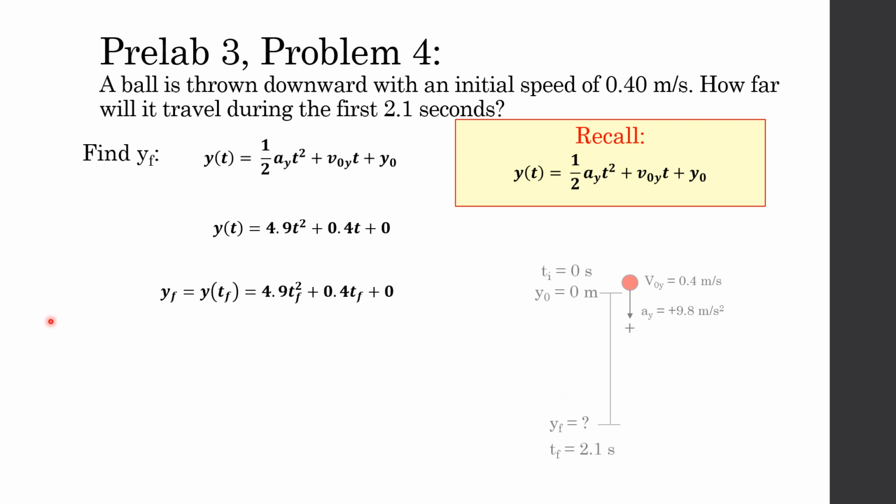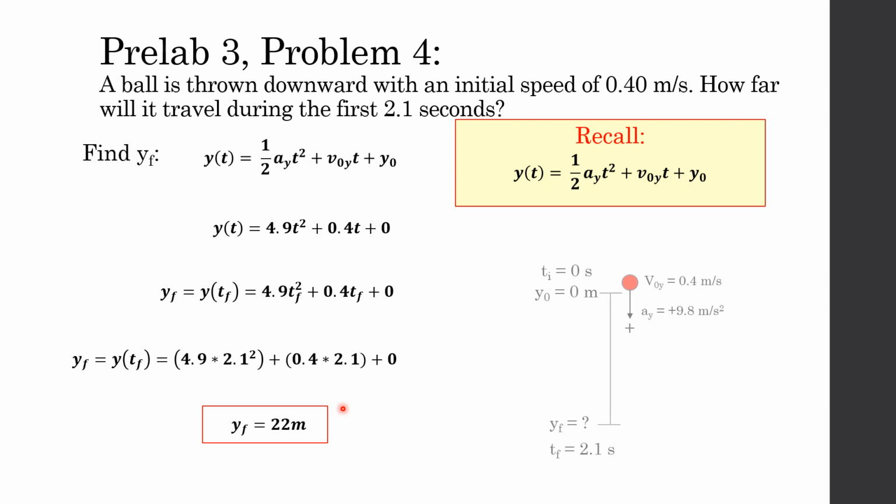Then we know that y final is equal to y of t final, so we want to plug t final in, which is our 2.1 seconds, everywhere we see t on the right-hand side of the equal sign. And so you can see now instead of having t final over here, I've plugged in the numerical value 2.1. When we calculate that out, we end up getting that y final is equal to 22 meters.